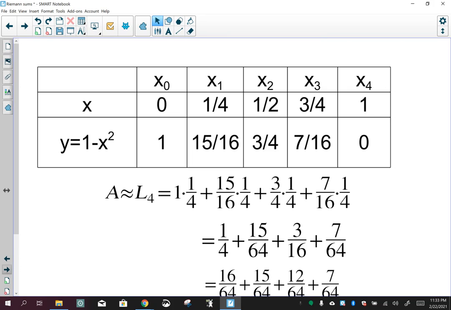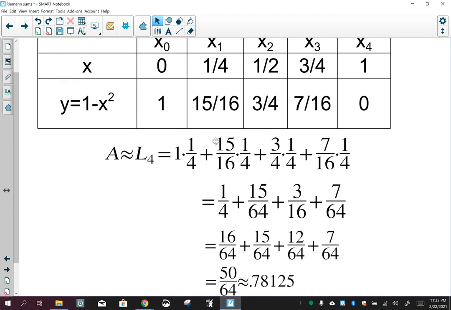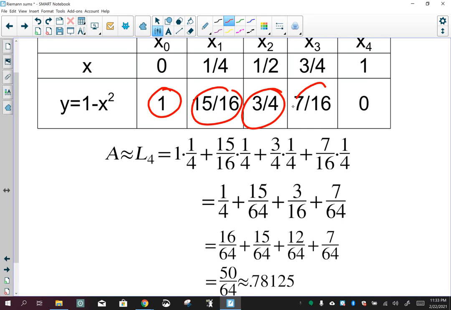So with our left endpoints, again, we just went through this. Since we're only focusing on the left, I go through here and say, okay, I know that for my left, I'm going to use this one, this one, this one, and that one. I don't care about the last one.